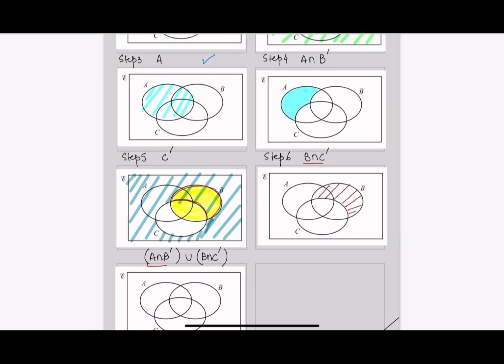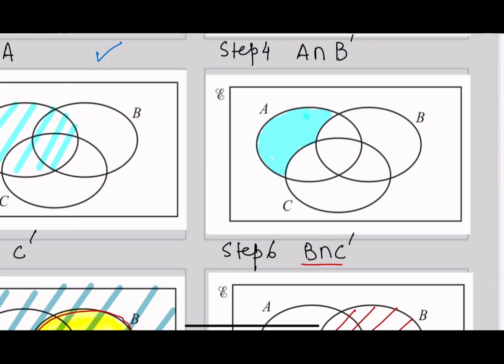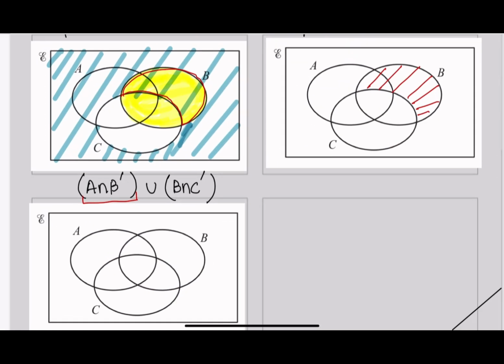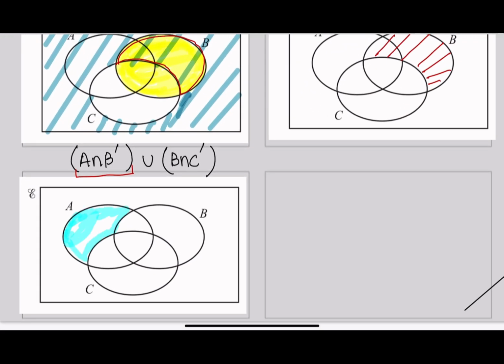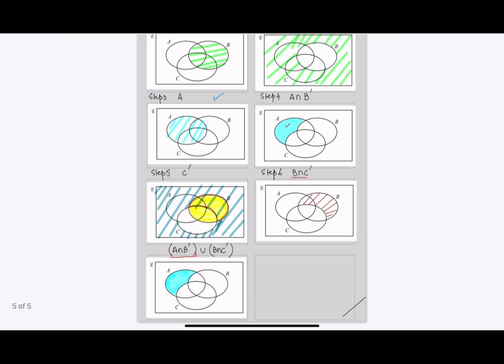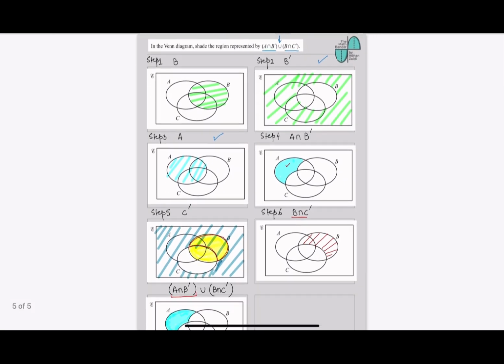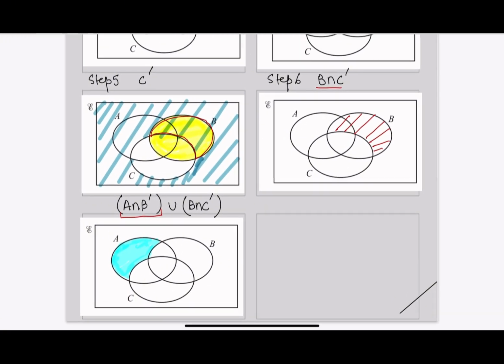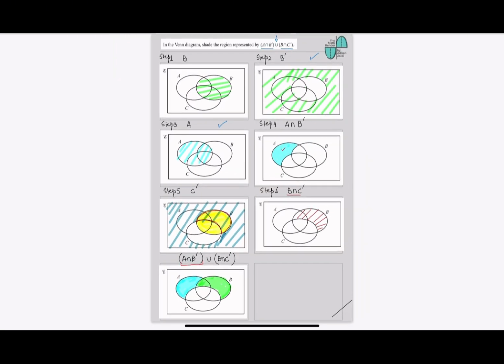Now it says A intersection B complement. Now A intersection B complement was this one. So let's shade that there. And union means sum up. If they are different, sum them up and present them all in the same diagram. B intersection C complement union A intersection B complement, as you could see. So this is the answer. So that was it.